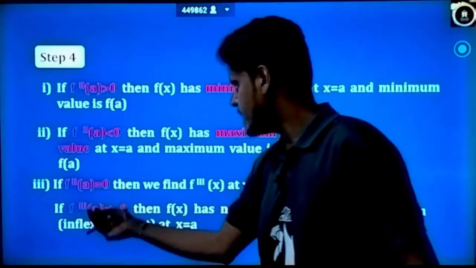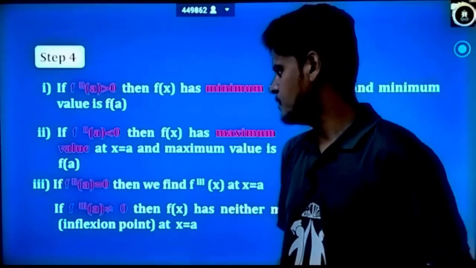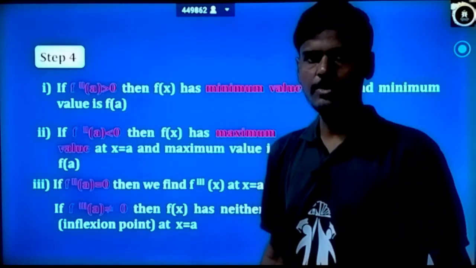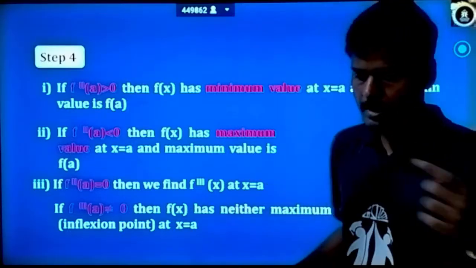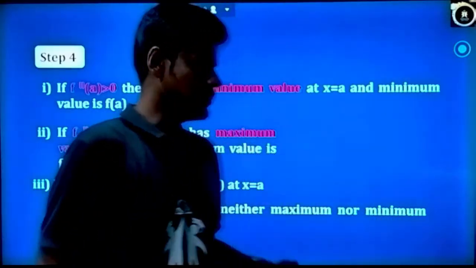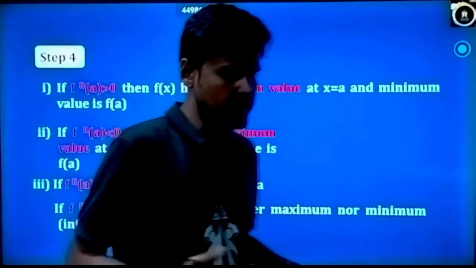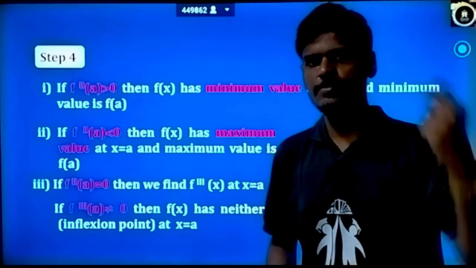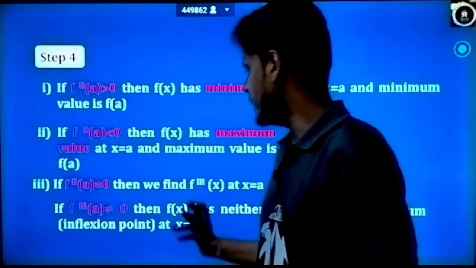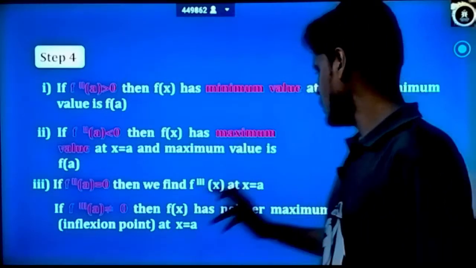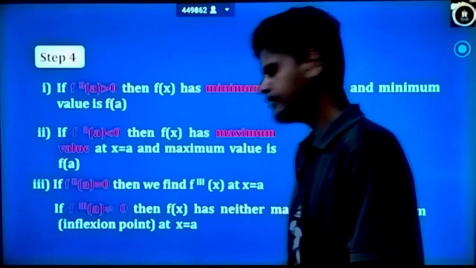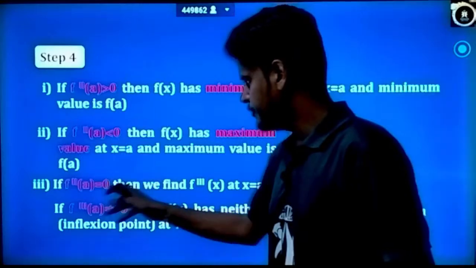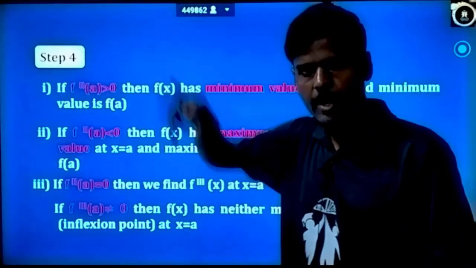And if f triple dash of a, that means third derivative, is not equal to 0, then that point is not an extremum. So if we differentiate again, if f double dash becomes 0 and f triple dash becomes non-zero, then that point will not be a critical extremum. It is called a point of inflection. And again if this also becomes 0, then we have to differentiate this again.